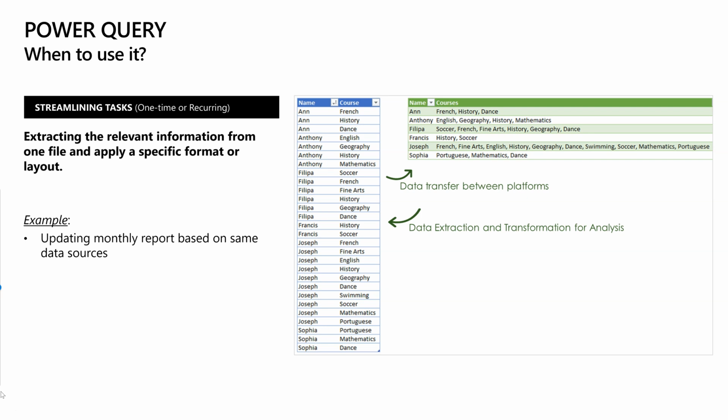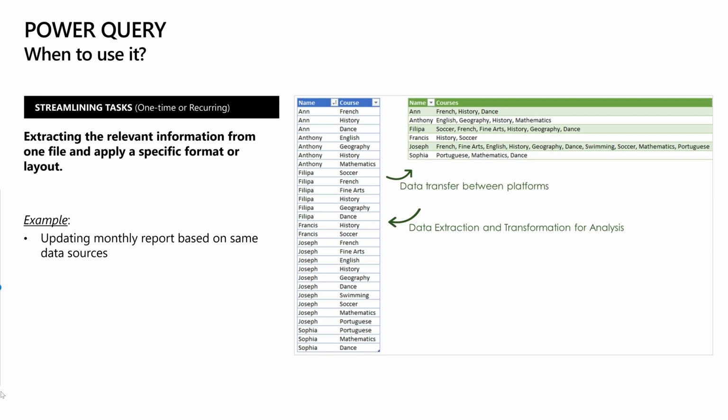The picture shows two processes of changing the data layout. Both can happen, and Power Query can handle both. The first process starts with data organized in a tabular form in the blue table. And the goal is to reshape the data so that the result shows all the courses taken by one same person presented into one single string of text.